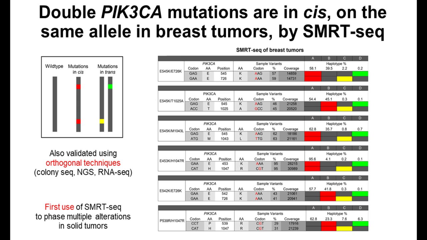We also used orthogonal techniques such as colony sequencing, next-generation sequencing, and RNA sequencing to validate rare double mutations that are actually very close together in the gene using these short-read techniques. And to our knowledge, this is the first use of SMRT-sequencing to phase multiple alterations in solid tumors. And therefore, all of these data together show that, at least in breast cancer, the vast majority of double PIK3CA mutations are in cis on the same allele.